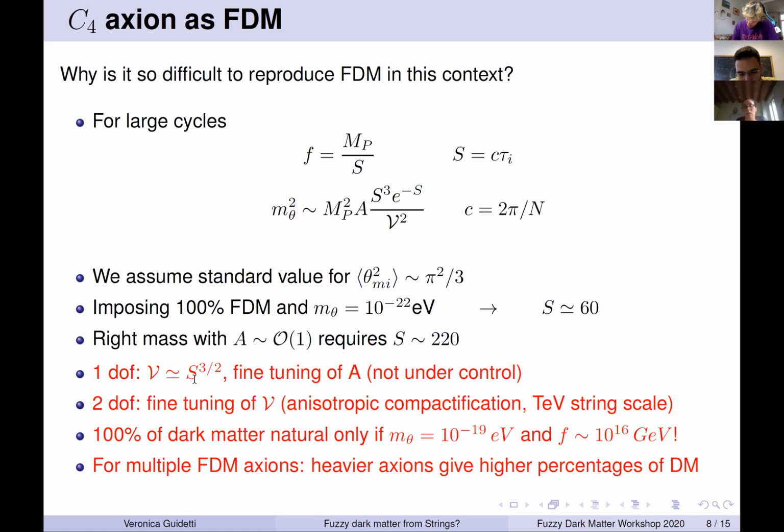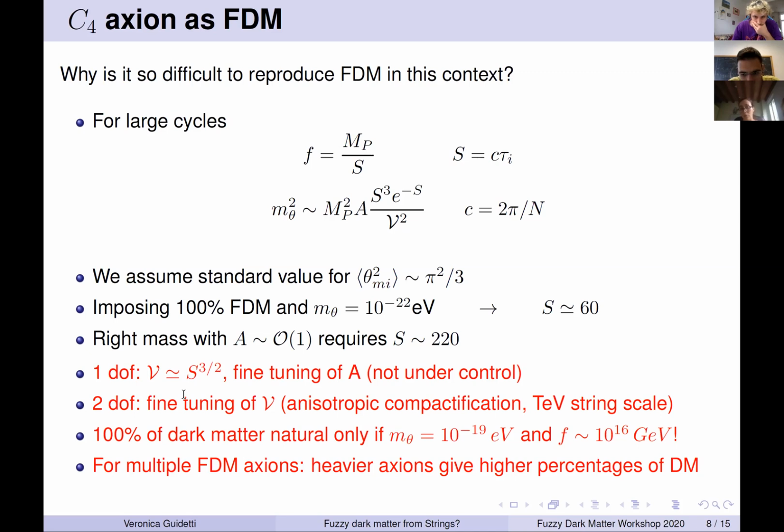In the other case, you have an additional degree of freedom. So there is not a relation between the extra dimension volume and instanton action. So you can fine tune V, but then you end up with an isotropic compactification and a type string scale.